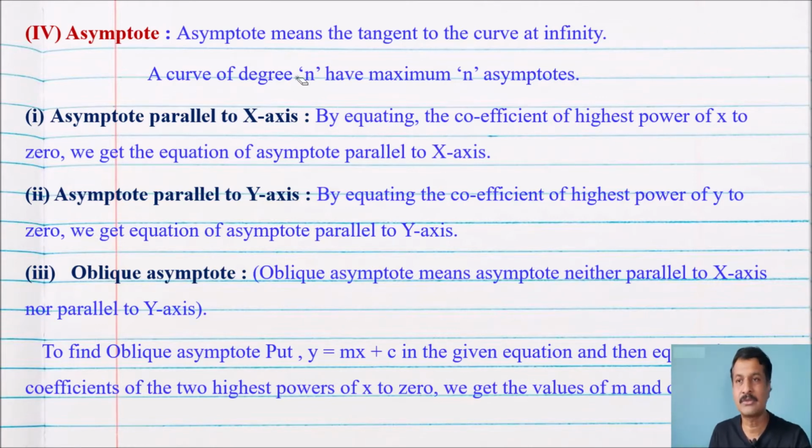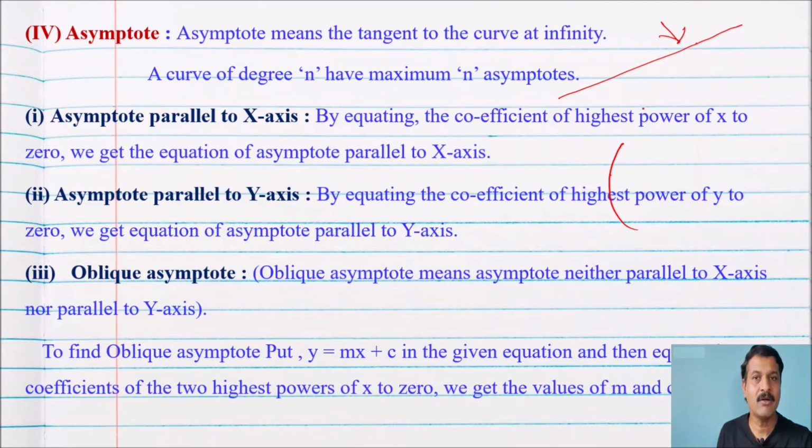Here, asymptote means what? Tangent to the curve at infinity. It means our curve and the asymptote meet each other at infinity, not at a finite value. So if this line is the asymptote and here is our curve, then the tangent and our curve meet each other at infinity. But the process will start like this. It will not touch; they will meet at infinity, but the curve is like this.